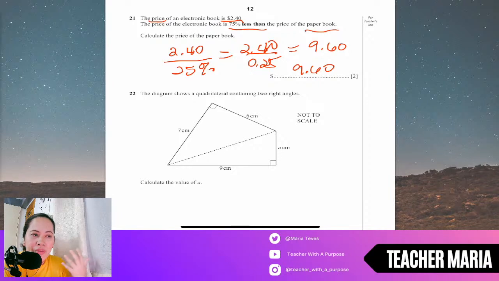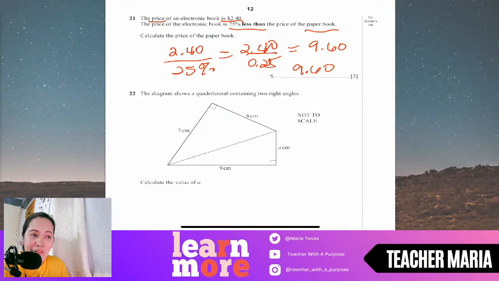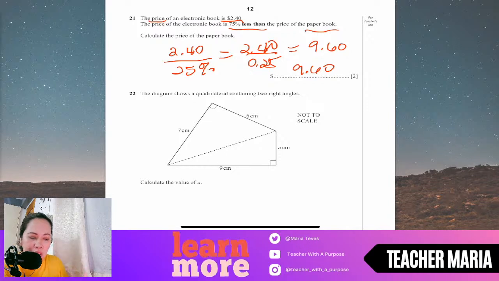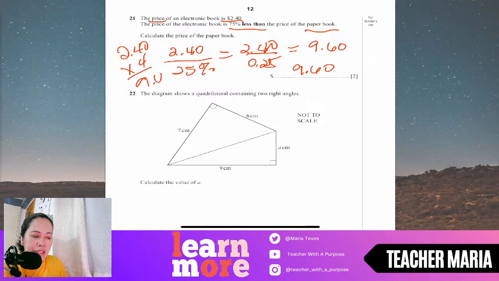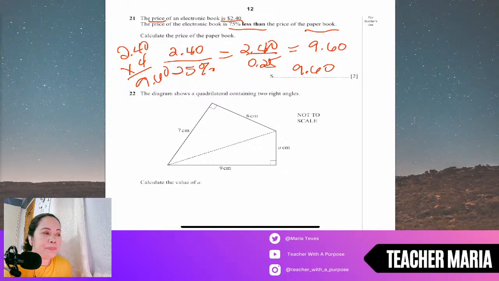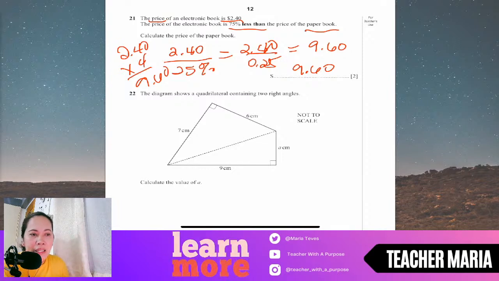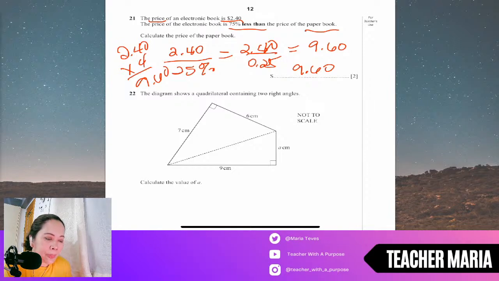The other way of solving this is that you know that this is 25%, right? So you can actually multiply 240 by 4. You will still get 960 because there are four 25s in your 100%. So you can multiply it by 4. Okay.